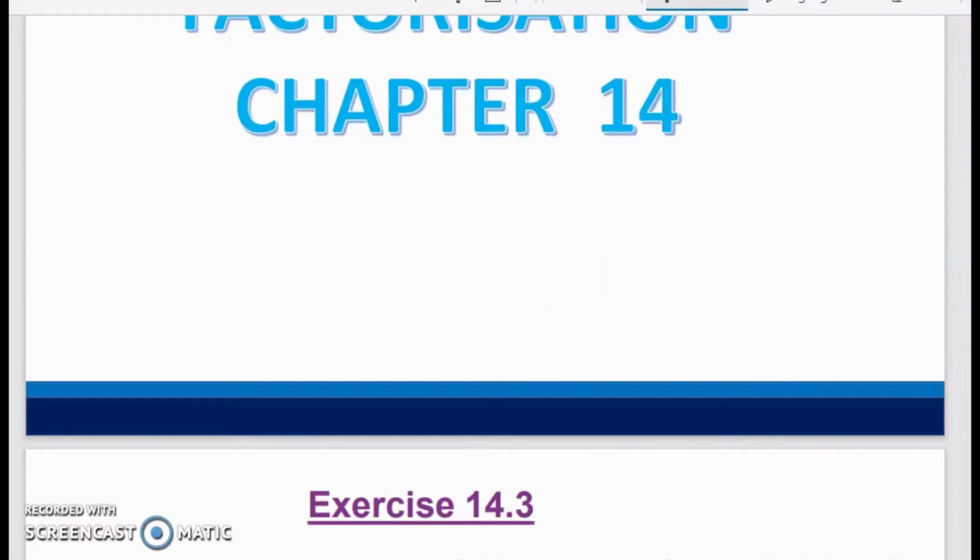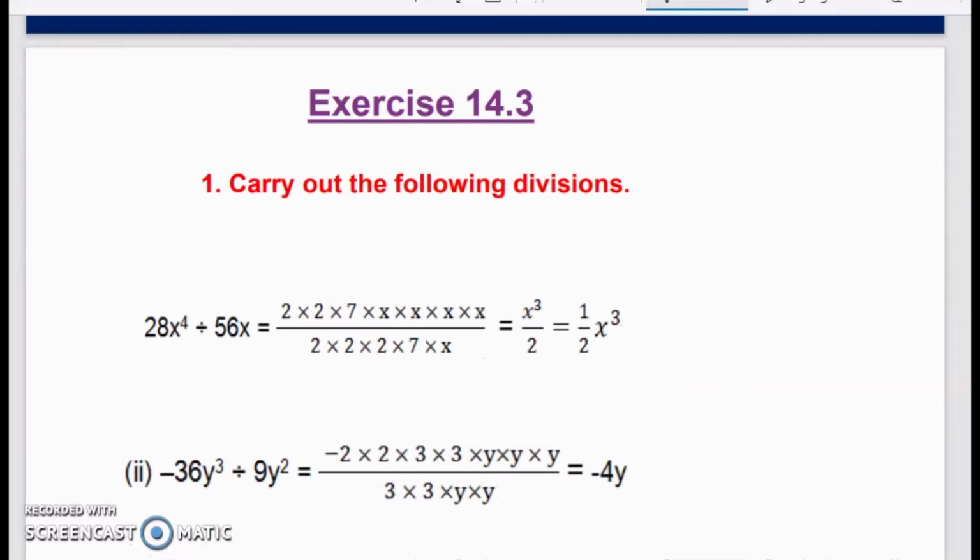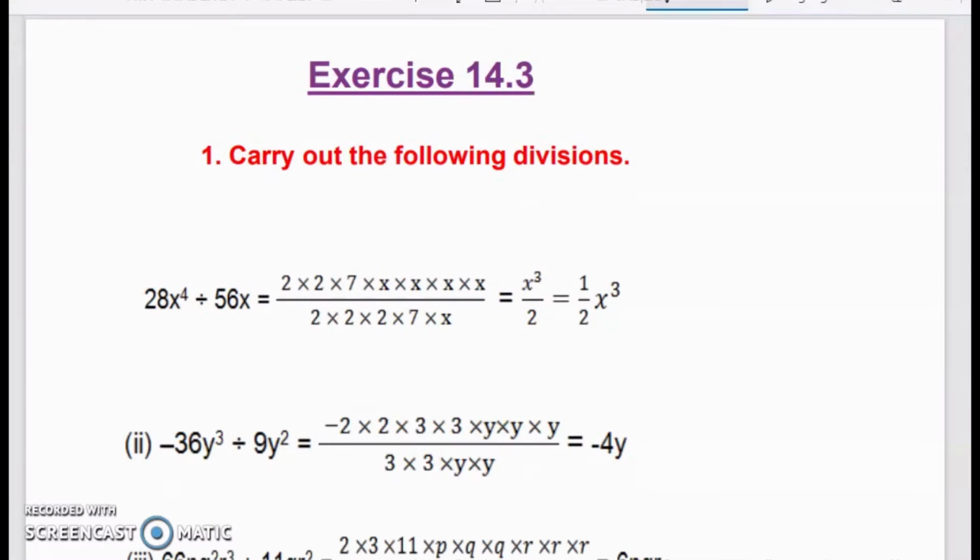So factorization we are going to use now in doing division of algebraic expressions in the next exercise, that is exercise 14.3. So you have to carry out the following divisions. Now when you divide two numbers, what you do is you cancel out the common factors between them and whatever remains is the answer. So here also what you are going to do is you will cancel out the common factors between the numerator and denominator.